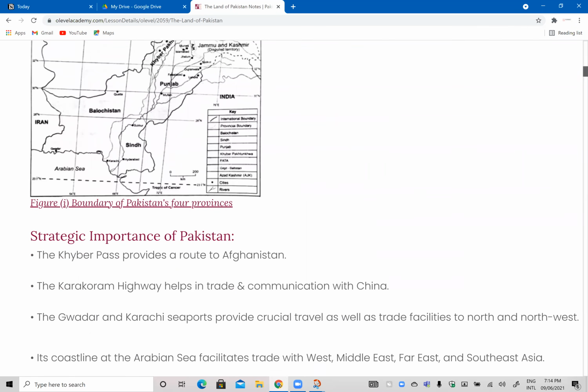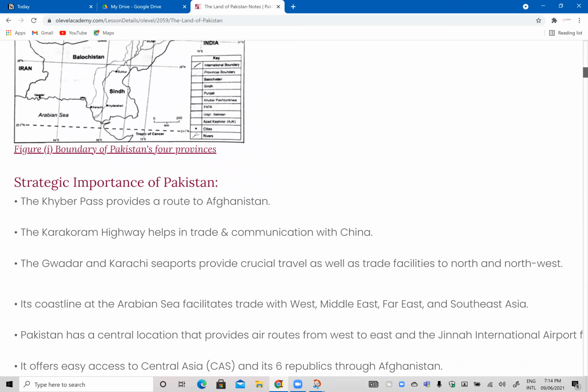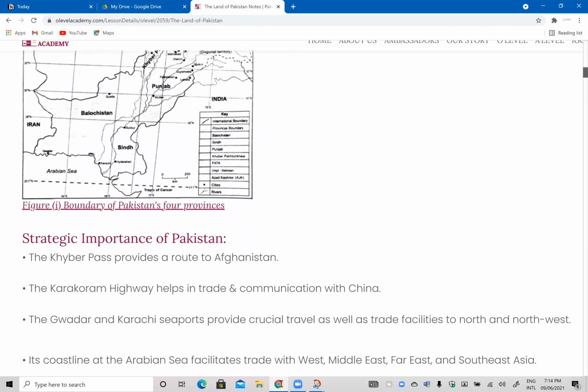The Karakoram Highway helps in trade and communication with China. So Pakistan has this border with China, and we also have this Karakoram Highway that connects the two countries, and that highway is used for trade and communication. Gwadar and Karachi seaports provide crucial travel as well as trade facilities to the north and northwest. So Pakistan has these ports on the coastal areas of Karachi, mostly Sindh and Balochistan. Gwadar is in Balochistan. Karachi has different seaports as well.